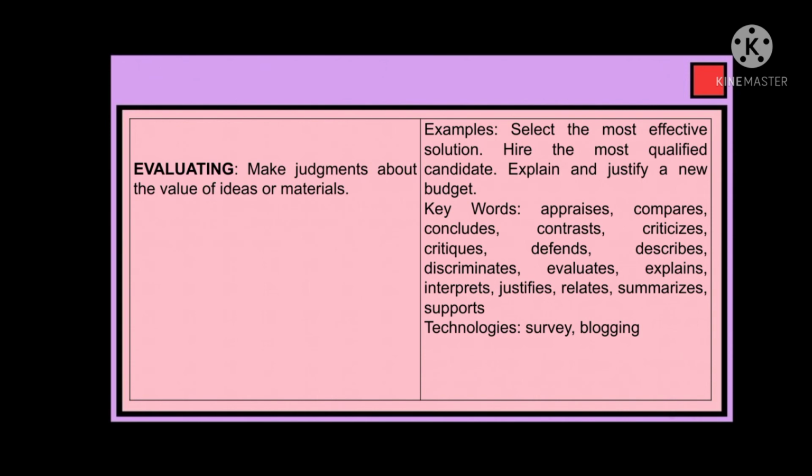The fifth one is evaluating. It is to make judgment about the value of ideas or materials. For examples, select the most effective solution, hire the most qualified candidates, explain and justify a new budget. And the keywords under evaluating are appraises, compares, concludes, contrasts, criticizes, critiques, defends, describes, discriminates, evaluates, explains, interprets, justifies, relates, summarizes, and supports. You can have an activity like survey and blogging.